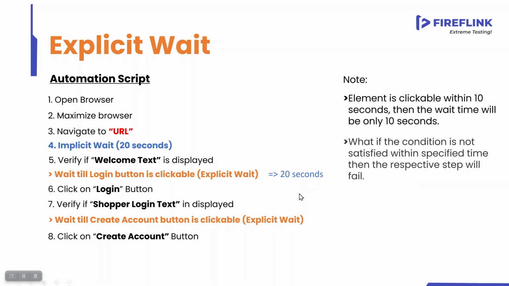Now, if it is taking more than 20 seconds, what is going to happen? Then this particular step will fail because the element is not clickable within the 20 seconds, right? So it is going to fail that particular step. And explicit wait is element specific, unlike implicit wait. Implicit wait will be applicable for all the elements under the script, correct? Whereas explicit wait will be applicable only for the specific element which you have specified. I hope this explicit wait is clear.